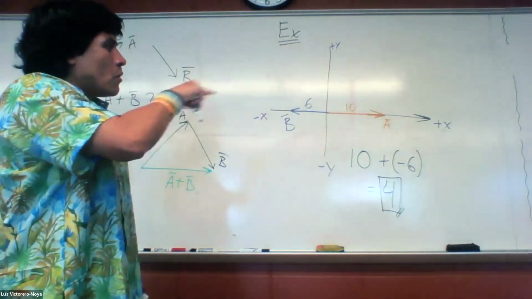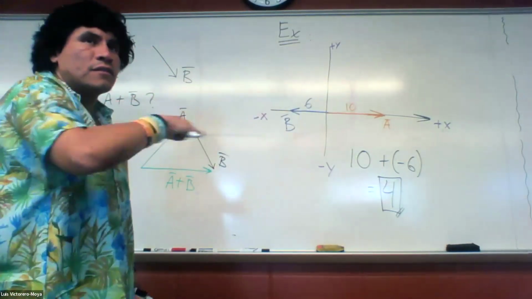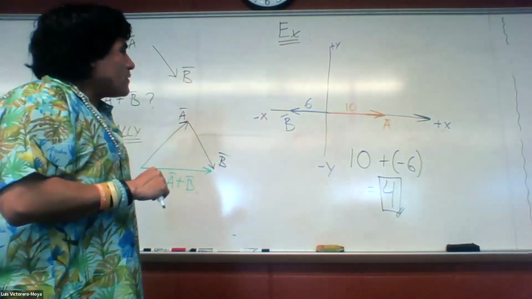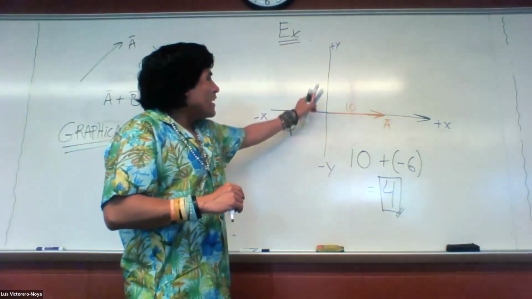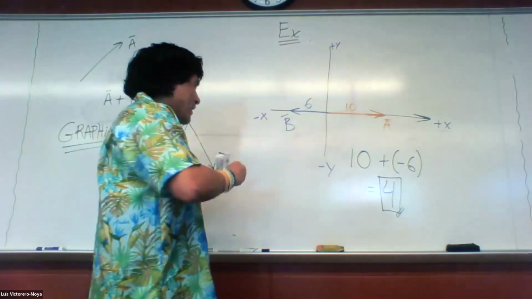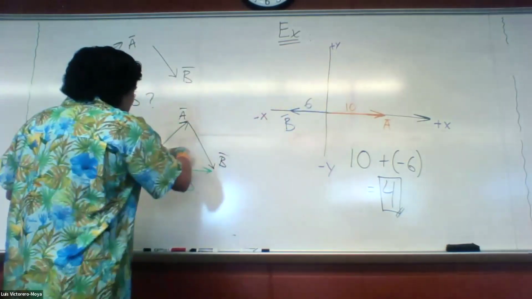It's easy if they are on the same direction, on the same axis. What happens if I place the 6 on the y-axis? Okay, let's do that exercise here. So kind of like this.